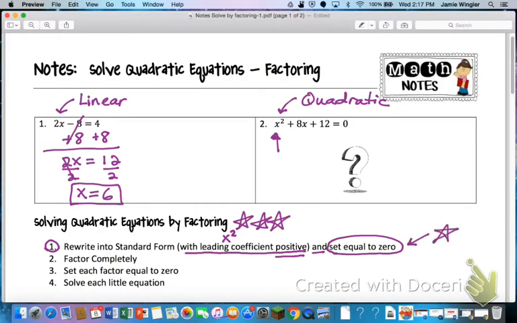This is super important. After you have it set equal to 0 and your x squared term is positive, you're going to go to step 2 and factor it completely. That's the stuff you reviewed in the assignment that we did the last e-learning day and that we did before spring break. Then we're going to set each factor equal to 0 so we can solve the little equation that we end up with. The little equation that we end up with will be similar to what we just did on number 1.